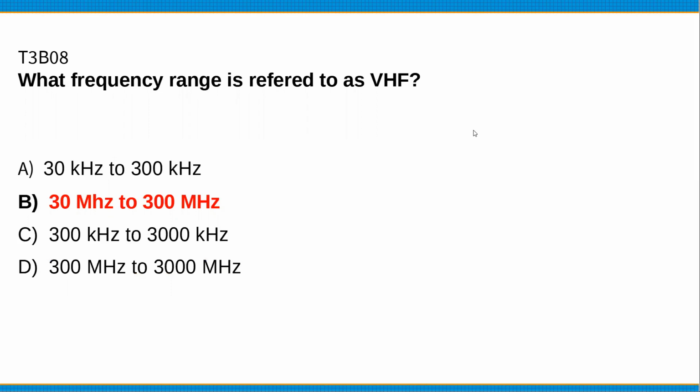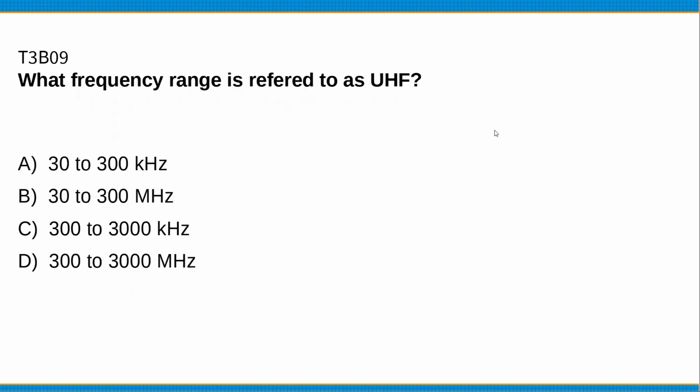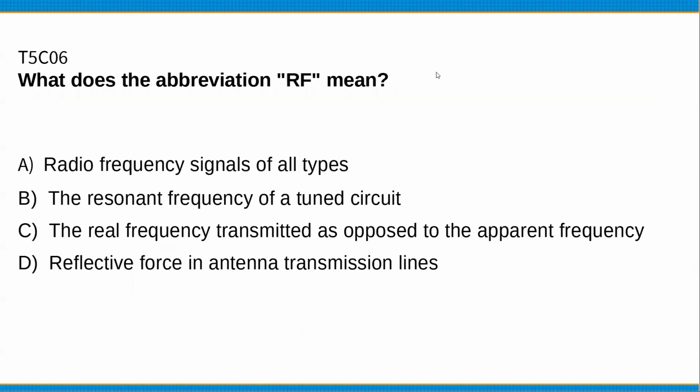Yeah. I skipped ahead, but VHF is 30 to 300. Like I said, that comes up on the exposure calculation, but it's also a question in this group. What frequency range is UHF? What does the abbreviation RF mean? See, I told you they had that question, but I don't know what it serves.